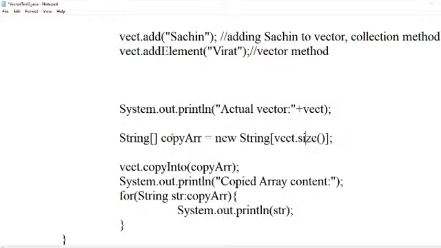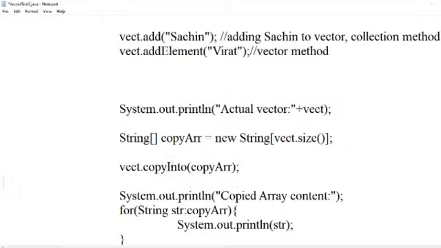It will create a string array. Now after this, what I am saying, vect.copyInto. So the vector object is vect. Okay, vector object is vect. So I am saying here vect.copyInto, this particular method, and in the bracket I am supposed to pass one array, and this is the array I have created, the string array. So I am passing that copyArray variable inside this, and what it will do, it will copy all the elements of the vector inside this particular array.